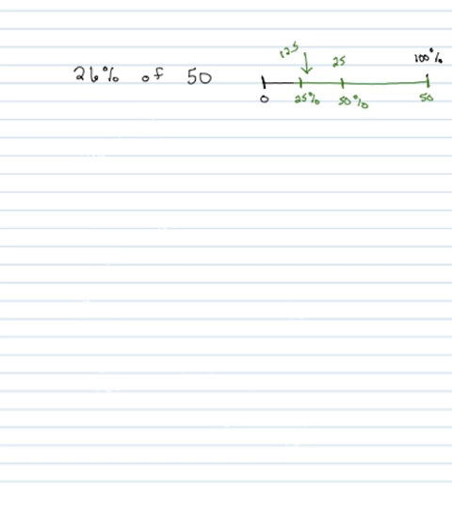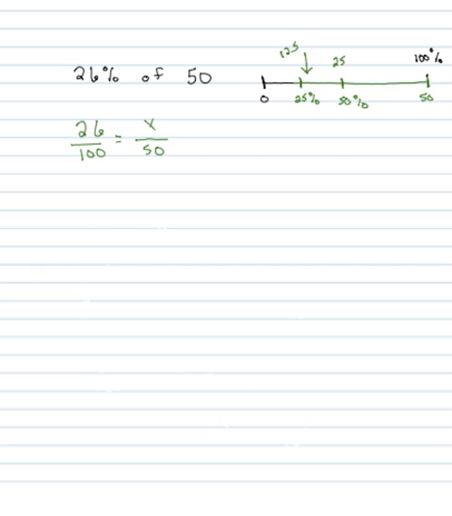Let's go ahead and figure this out, though, using a proportion. Let's start actually with 26%. So we have 26%, or 26 for 100. So 26% of 50. Now 50 is going to be our total, and we don't know what the number is of 50.